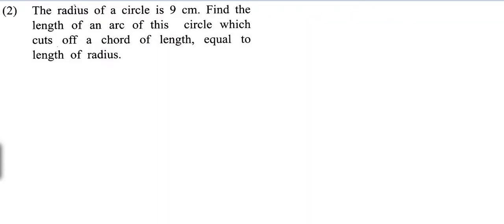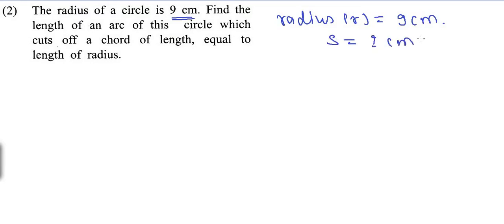Example number 2. Radius of circle is 9 centimeter. So let us write down first. Radius R is equal to 9 centimeter. Find the length of arc of this circle. So we need to find S equal to how many centimeter. Now it's clearly over here. The formula that we are going to use is S is equal to R into theta.